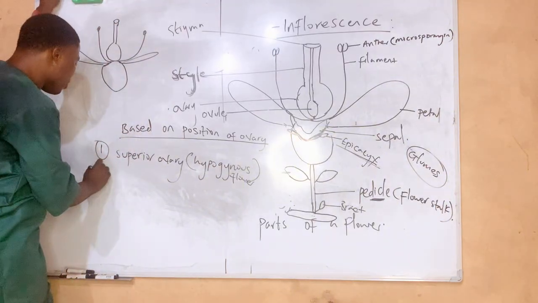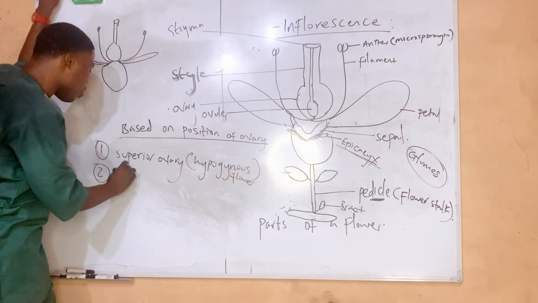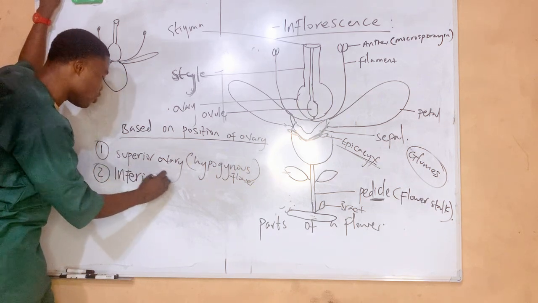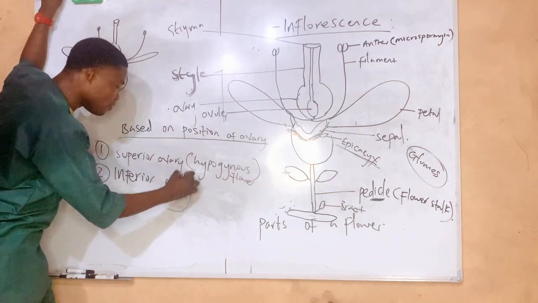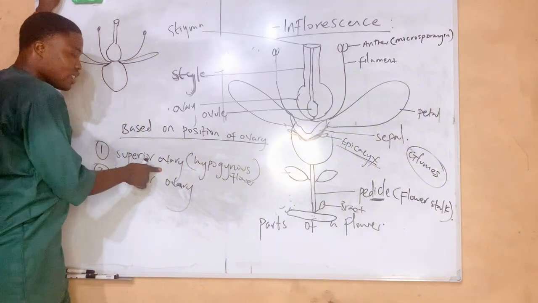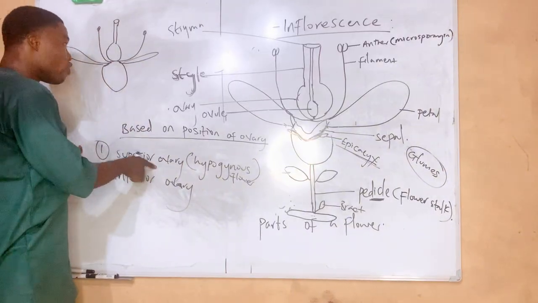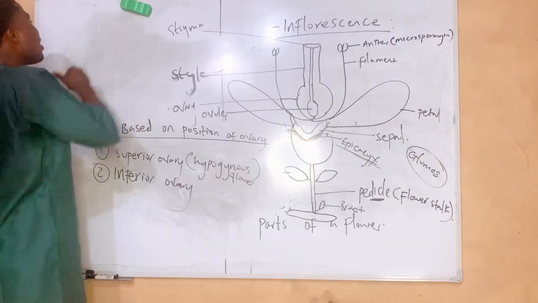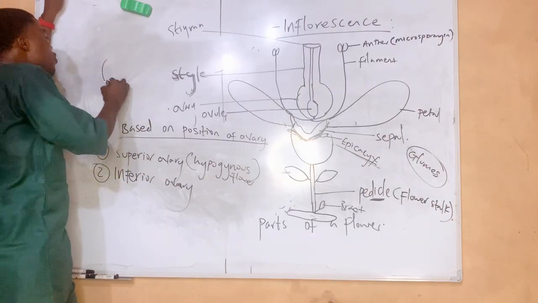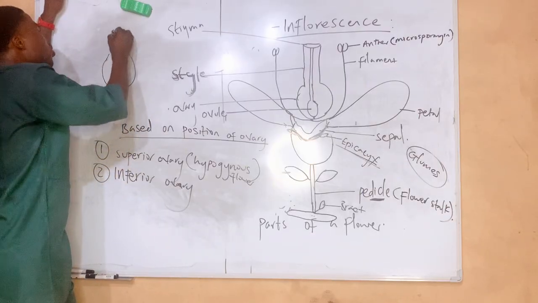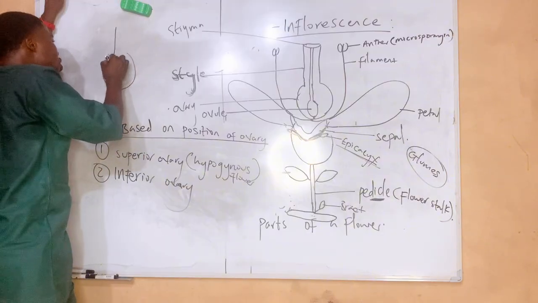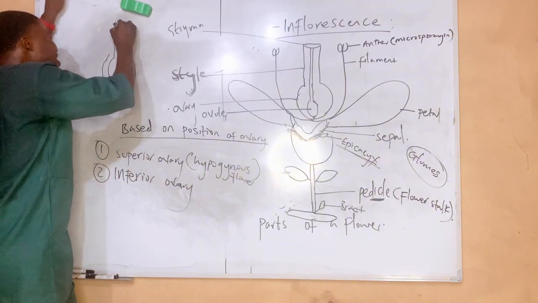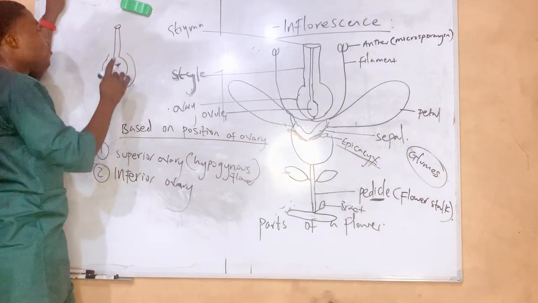Now, the second type of ovary is what we call inferior ovary. You will observe the contrast now. You observe the difference. Contrary to a superior ovary, an inferior ovary is an ovary in which the ovary is totally embedded. So the ovary is embedded in the receptacle, not all the female part.